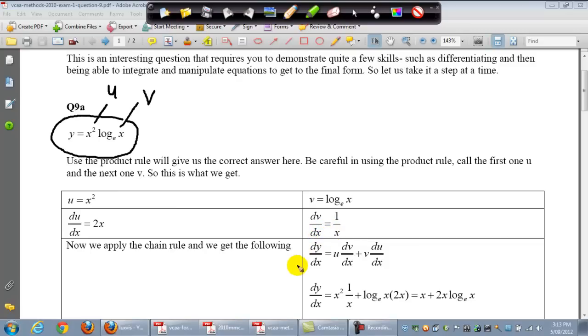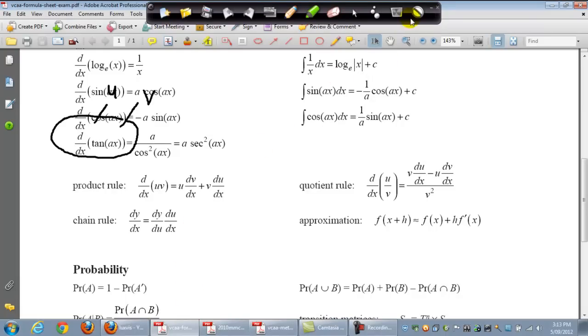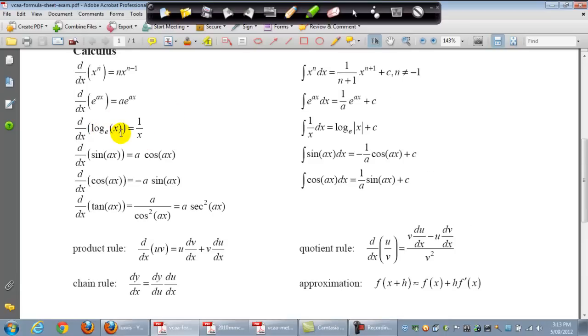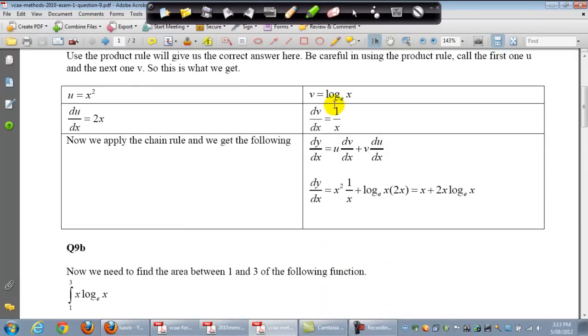Now even if you forgot that, the VCAA were very generous in giving you the formula sheet, and that would have been really easy for you to look at. There it is, and you can see that the derivative of log e x is 1 on x. So let's return back to the question. Now we use the product rule, I should say, not the chain rule, so that's a little bit of an error there. We use the product rule and we get this. And that was an easy mark, if you kept your cool. But now let's go on to the next section.